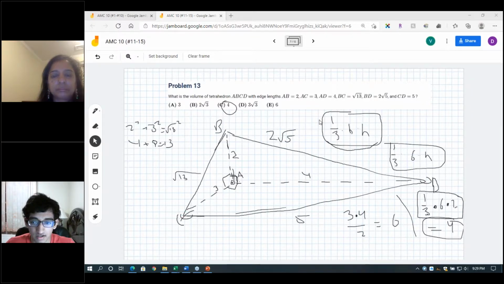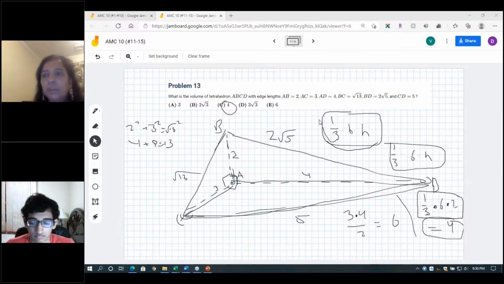Because the formula is 1/3 times base times height, we had 1/3. We need to find the area of this triangle because that was the base, and we needed to multiply that by 2 because that was the height. That's how we use the formula. Yeah, we can move to the next question. Okay.